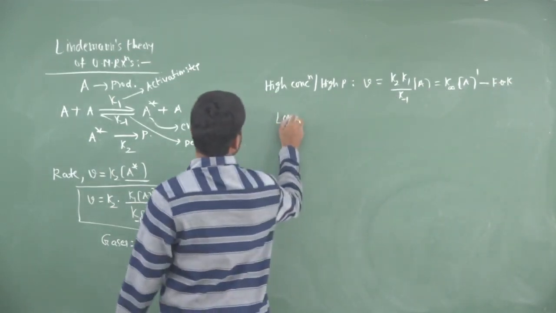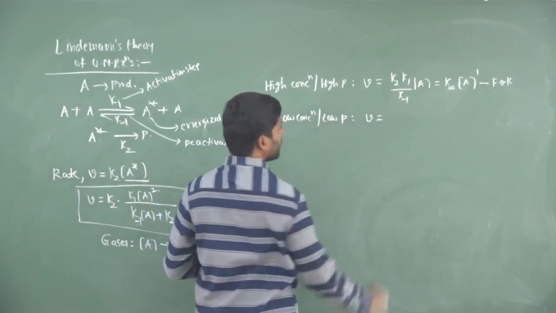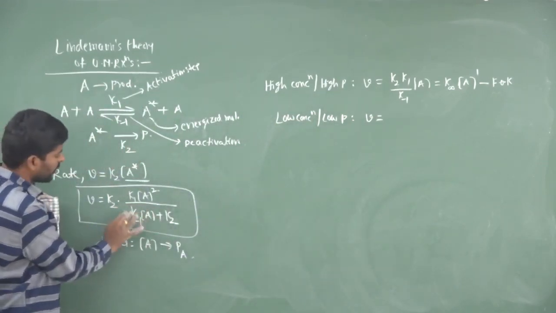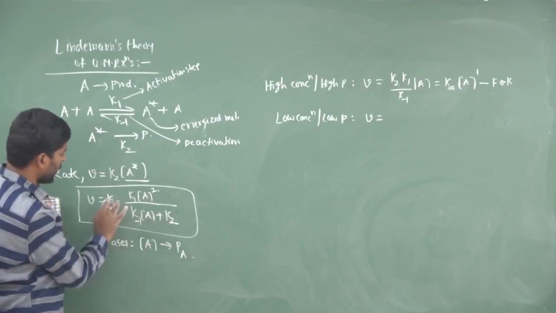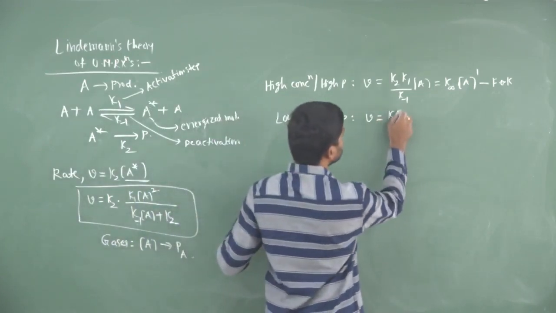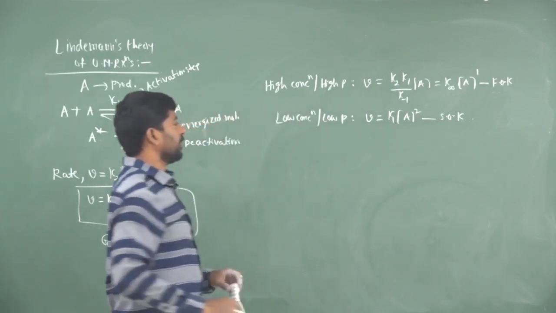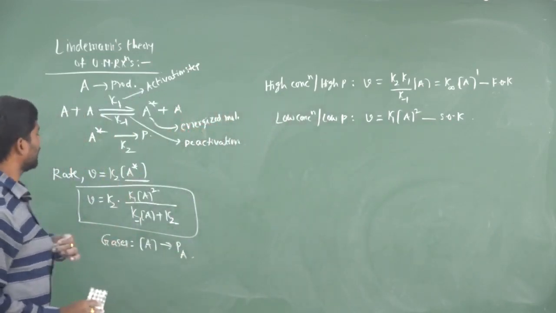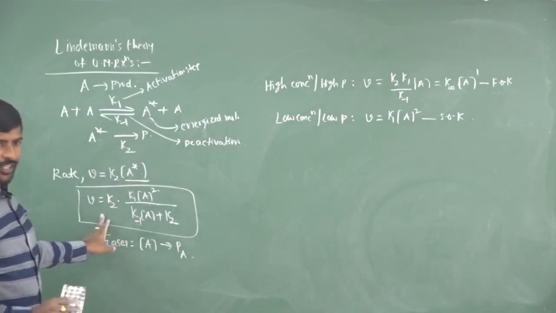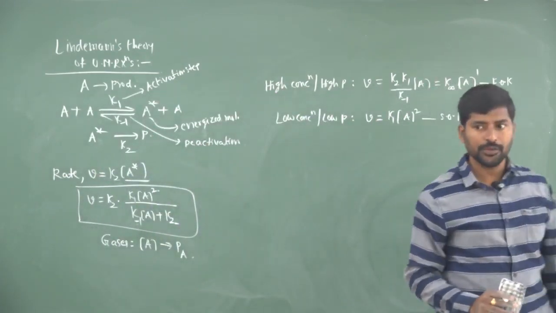Now at low concentration or low pressure, this term is negligible. What do we get? K1 K2 by K2, K2 gets cancelled, K1 into A square. So it follows which order kinetics? Second order kinetics. So mainly remember these points. What is this? This is the energized molecule or vibrationally excited molecule. What is the expression for the rate equation? At high pressure it follows which order kinetics? At low pressure it follows which order kinetics?